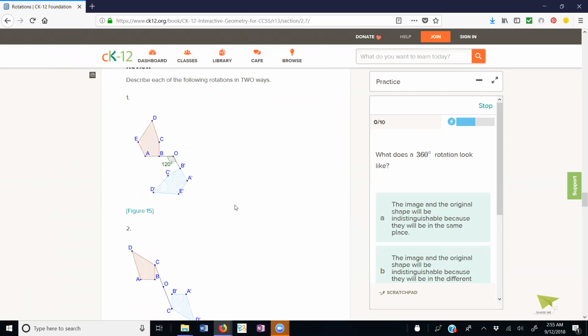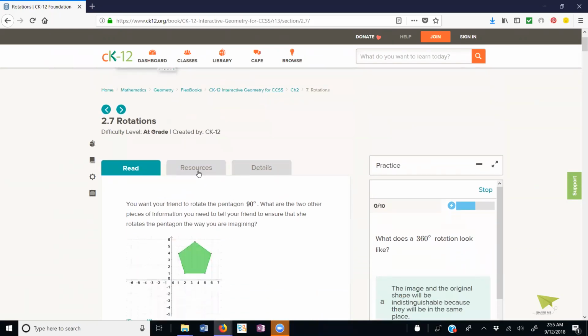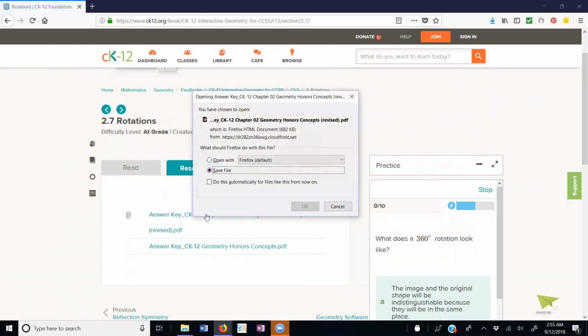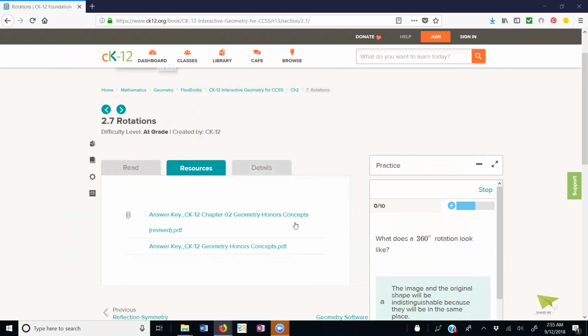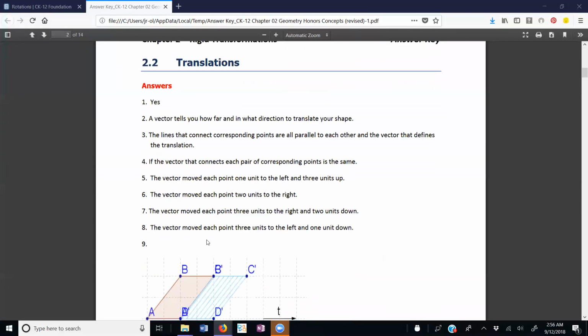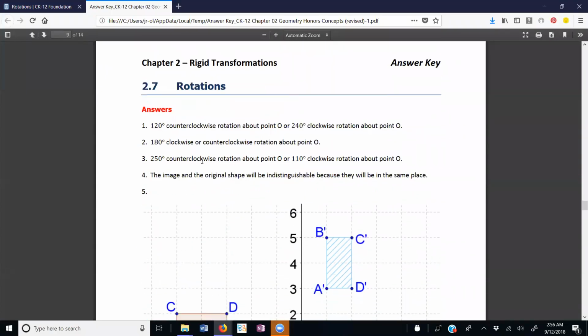Okay, this textbook does provide the answers, so I'm going to come back up to the top of the page here. And I believe I can find it under resources. And here's the answer key for chapter 2. And I'm going to open this. And here we are at 2.1. I'm going to navigate down to 2.7. So scrolling down to 2.7, here is the answer to question 1. And we were right, 120 degrees counterclockwise rotation about point O, or 240 degrees clockwise rotation about point O.